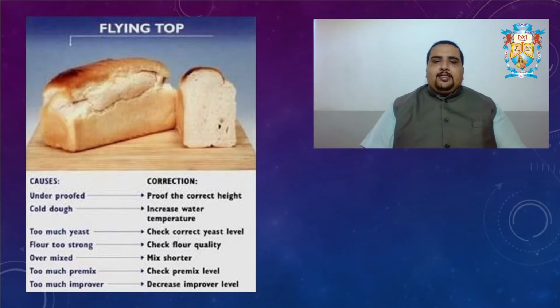The next point is adding too much improver. Now the improver, if it is added too much, what happens here? Again the bread gets over fluffy and the fluffiness will lose the strength to hold the top of the bread. That is the last cause of the flying top.